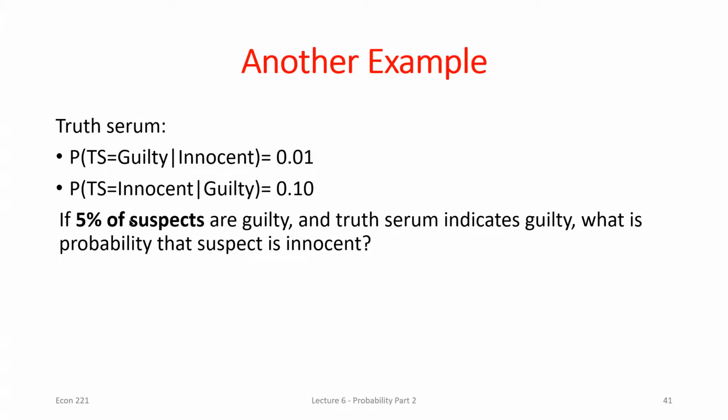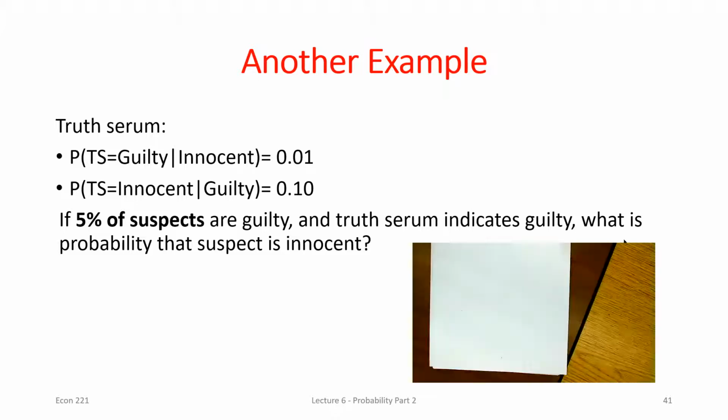I'm then told, if 5% of all suspects who are given the truth serum are guilty, so the underlying probability of the state of nature, the probability someone's guilty, is 5%. So what would be the probability that they're innocent? 95%, or a probability of 0.95. Those are my two states of nature. Those probabilities have to add up to 1. So if the truth serum indicates that they're guilty, what's the probability that they're actually innocent?